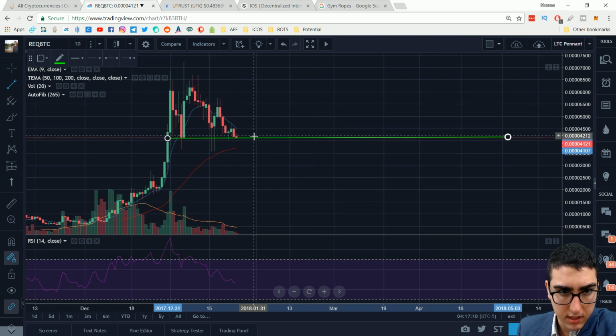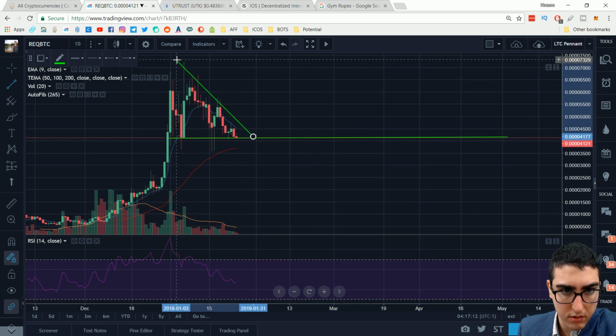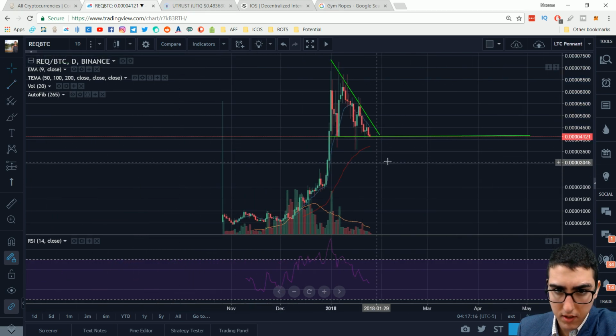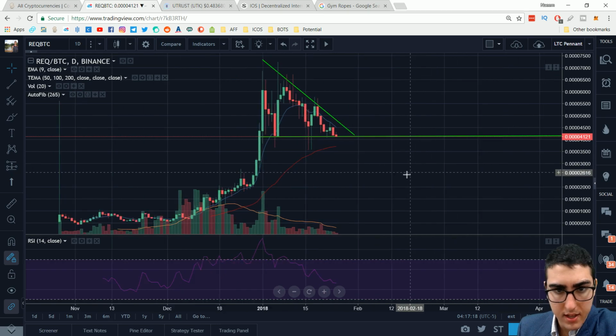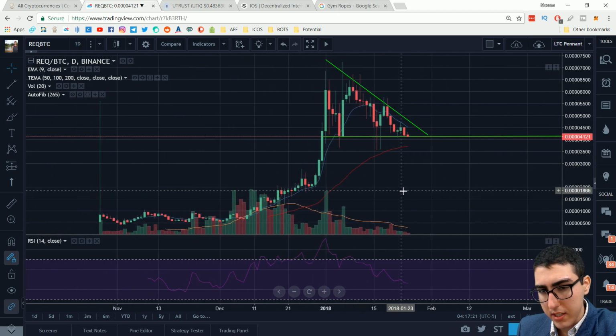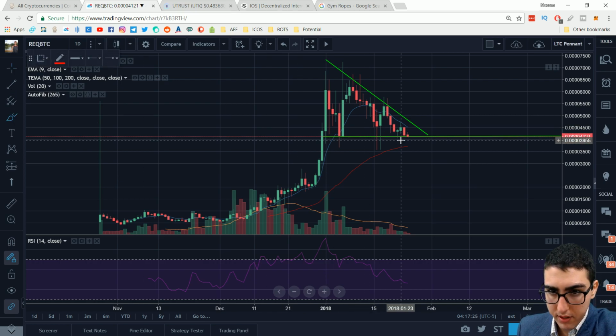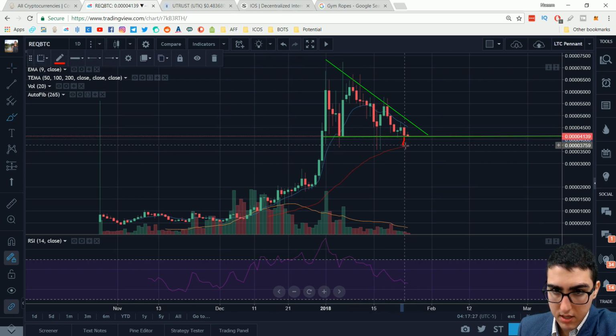Interesting. Okay, cool. I like this graph. It is forming currently a descending triangle, because it does have this horizontal support, and then it has this descending resistance. So that's definitely a descending triangle. But what's interesting about the descending triangle is it's getting close to that 50-day.